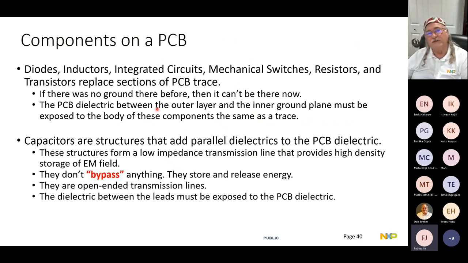So all these are things that you use to replace sections of the trace, and you have to make sure that their bodies are connected to the dielectric, because that's where the energy is, and that's what you want them to be interacting with. Another thing about capacitors, we talk about bypass capacitors and filter capacitors. A capacitor just provides a space that has a lower impedance than what's on the circuit board, and the energy has to go into the capacitor before it can go anywhere else. This is especially important when you're using it to protect your circuit board. On any wire coming from the outside world, you want to put a small package capacitor as close to the connector as you can.